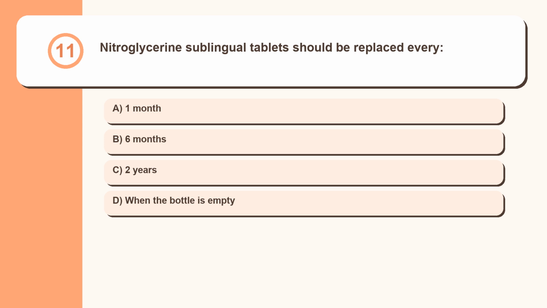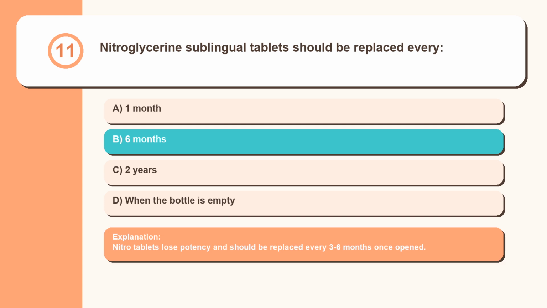Question 11. Nitroglycerin sublingual tablets should be replaced every 1 month, 6 months, 2 years, when the bottle is empty. Nitro tablets lose potency and should be replaced every 3 to 6 months once opened.